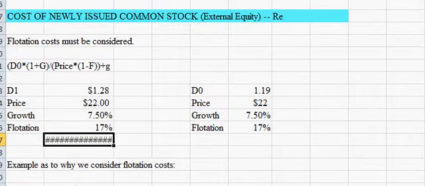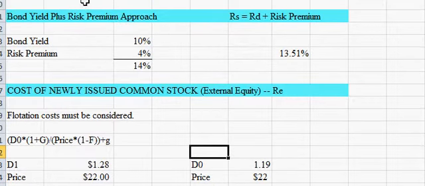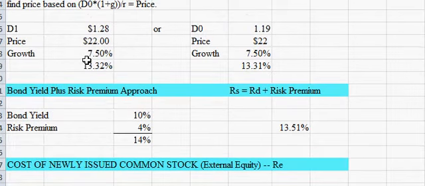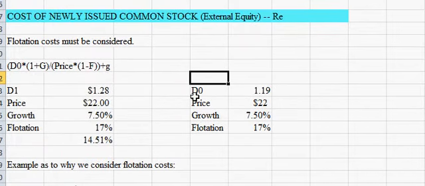I think we have just too many decimals here. Get it back down. So, whereas before this was about 13.32% with no flotation cost, with 17% flotation cost, it pushed the cost of using common stock up to 14.51.